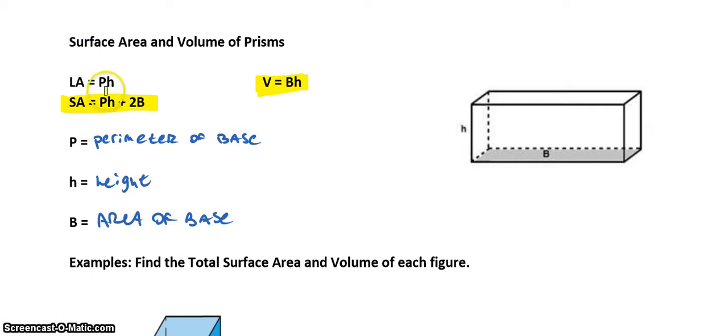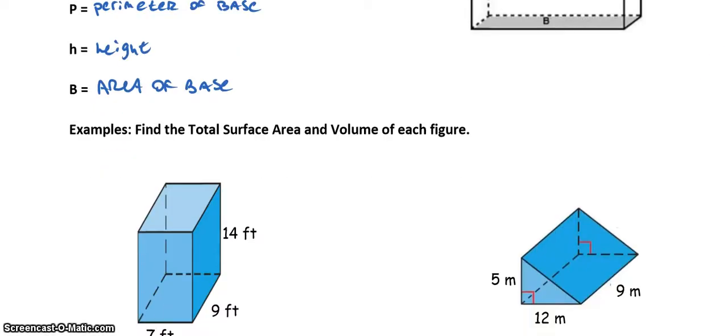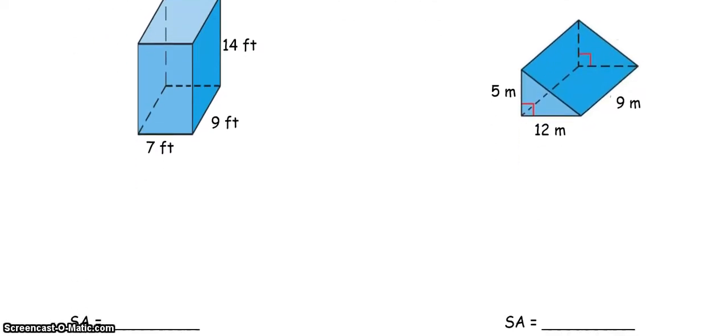But if you notice, the lateral area is part of that. So it's 2 pieces. First you find all 4 around, and then the 2 bases. We combine it all into one formula. So let's see how this works here. We're finding the surface area and the volume of each figure here.